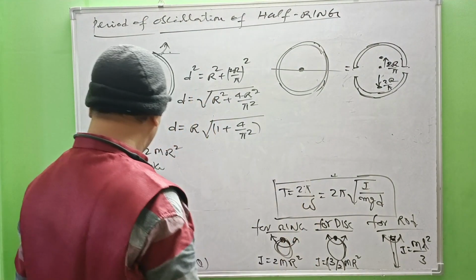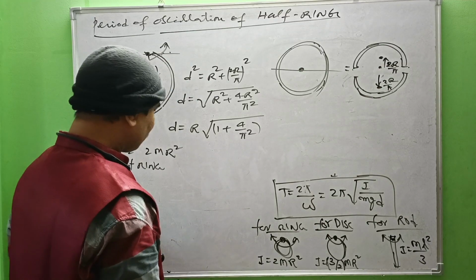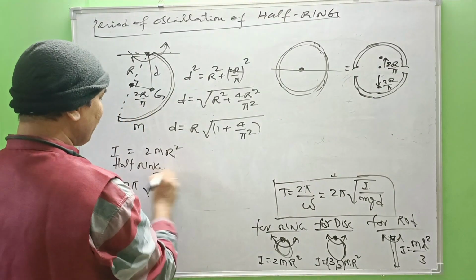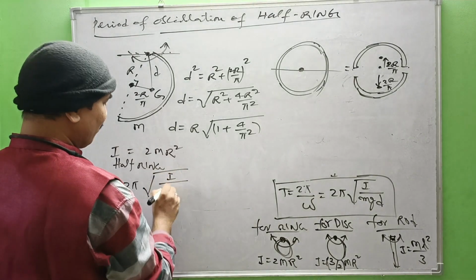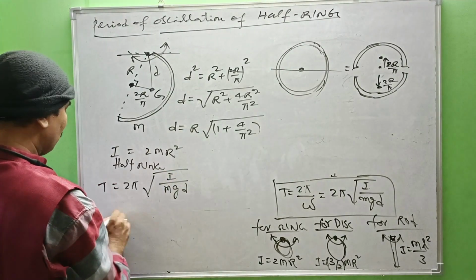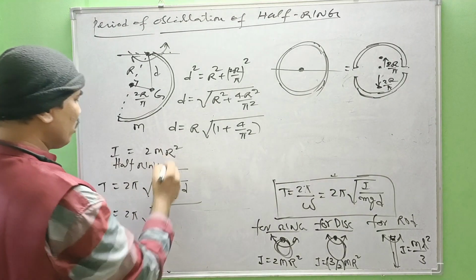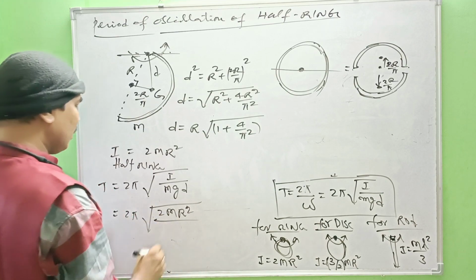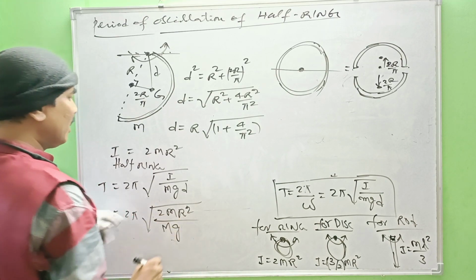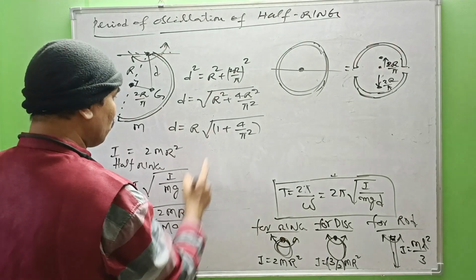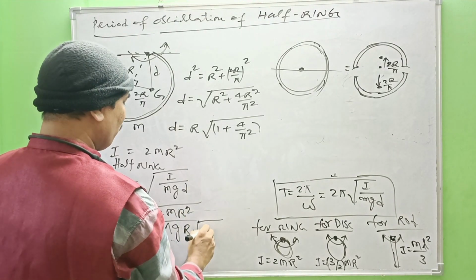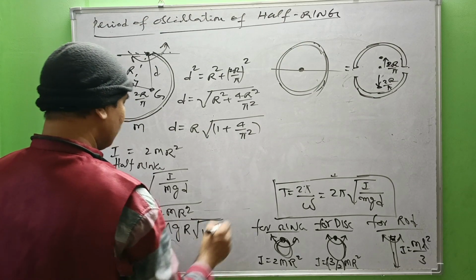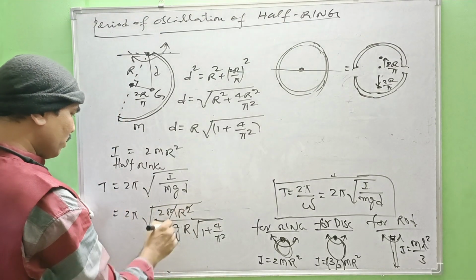Now substitute in the time period, that is T equal to 2 pi into root over I by mgd. I means 2 capital M r square, divided by capital M into g into d. And d means r into root over 1 plus 4 by pi square. Now cancel, r square, r cancel.